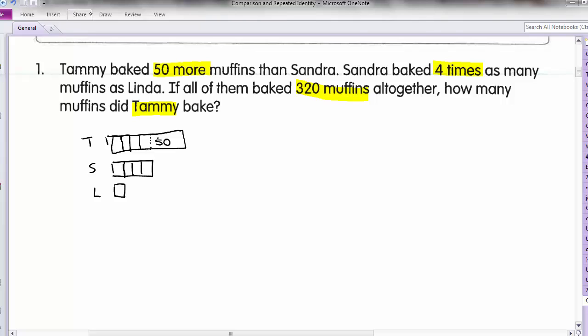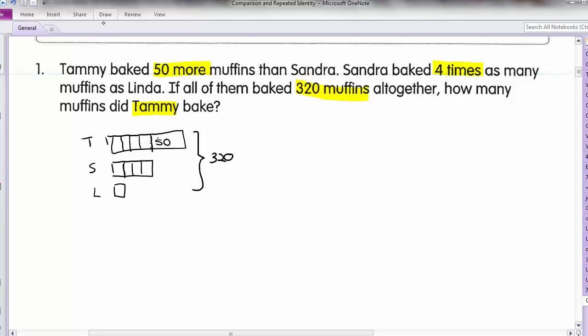The other way is you can start with the second line. Sandra baked 4 times as many as Linda. So you come up with this first: Sandra has 4 units, Linda has 1 unit. Then you look at Tammy baked 50 more muffins than Sandra. Whatever Sandra has, Tammy must also have. So if Sandra has 4 units, Tammy must also have 4 units, but she has 50 more. Now all of them baked 320. So if your model looks like that, chances are you will be able to solve the question.